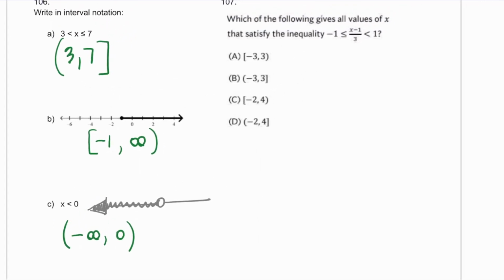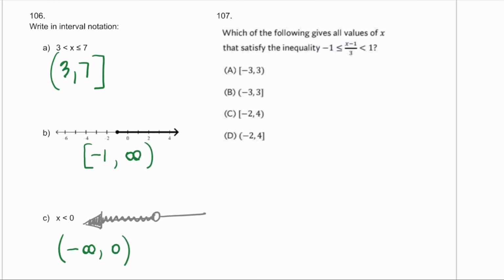Then for this other one here, which of the following gives all values of x that satisfy the inequality? We're just going to solve this like we did in the first unit. We're going to be fair to all three sides of the inequality. So I'm going to try to get rid of that denominator of 3 just by multiplying all three sides by +3. And that won't impact the direction that the inequality is facing.